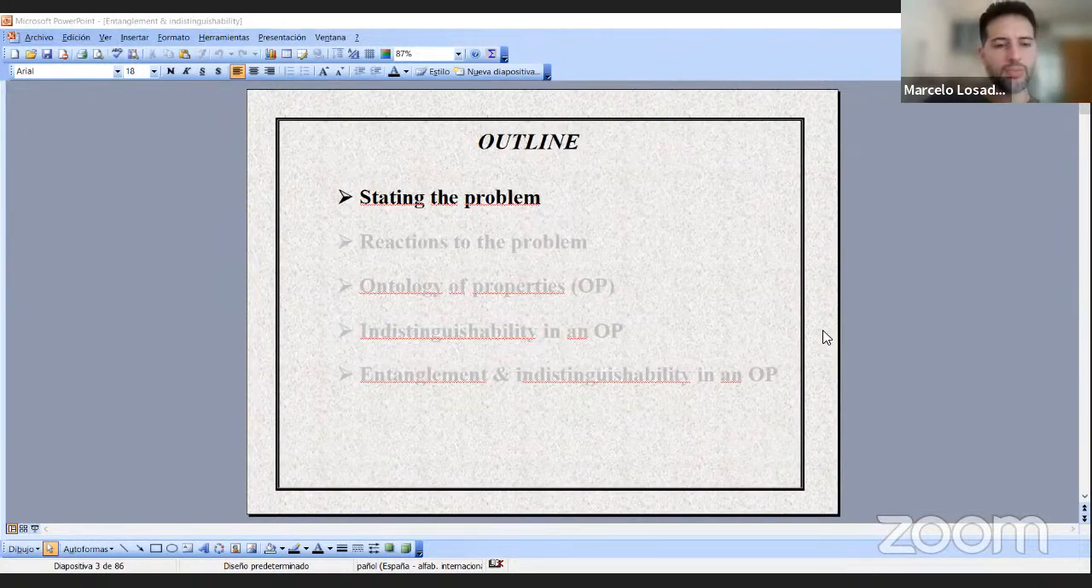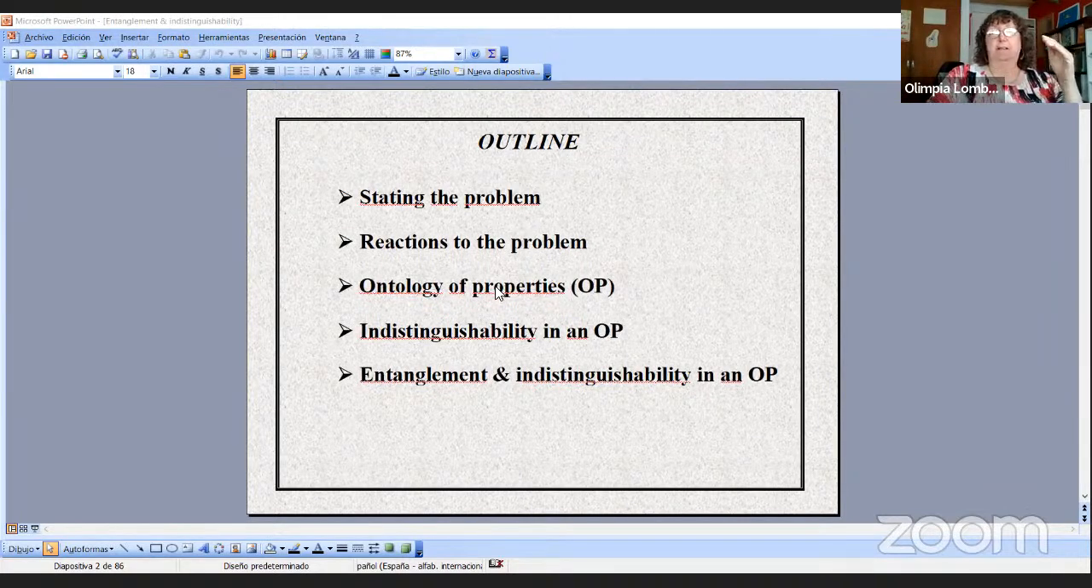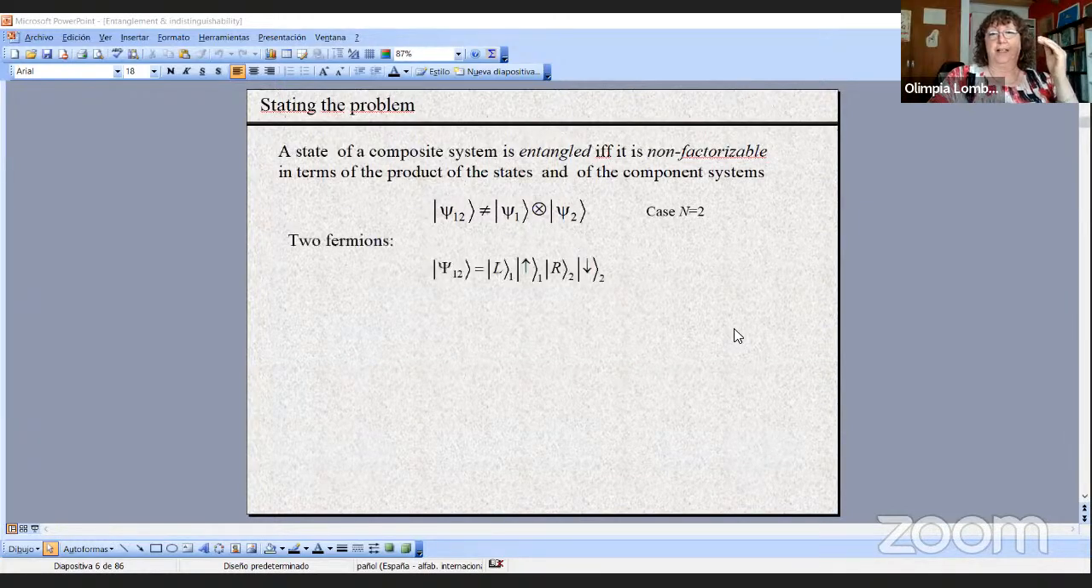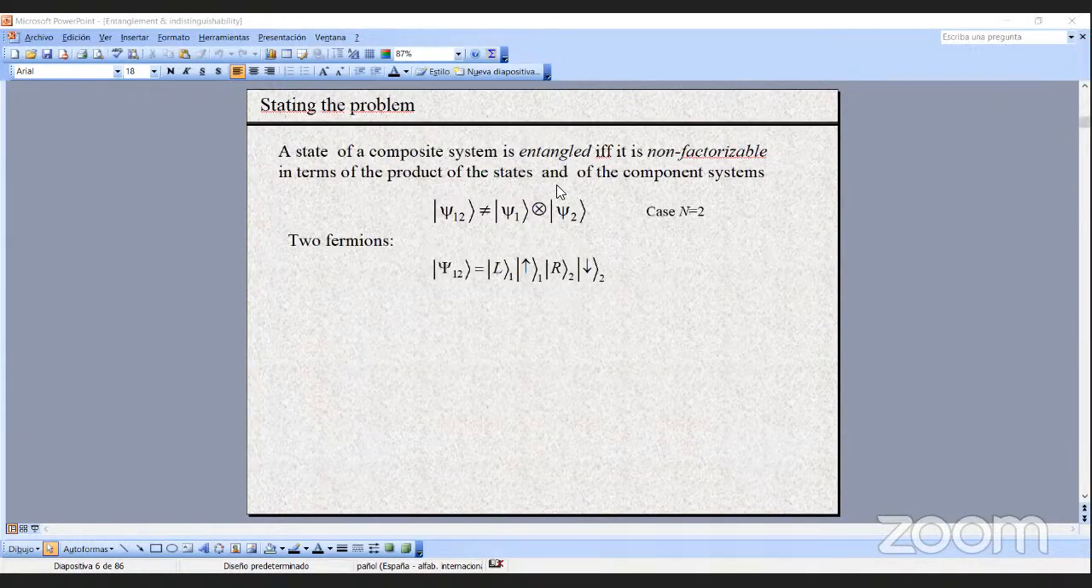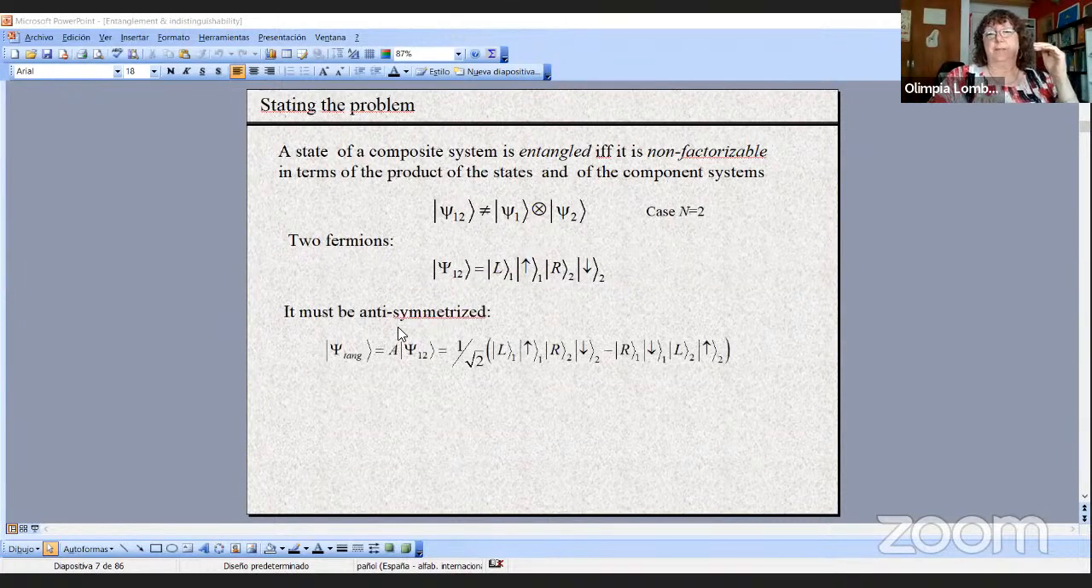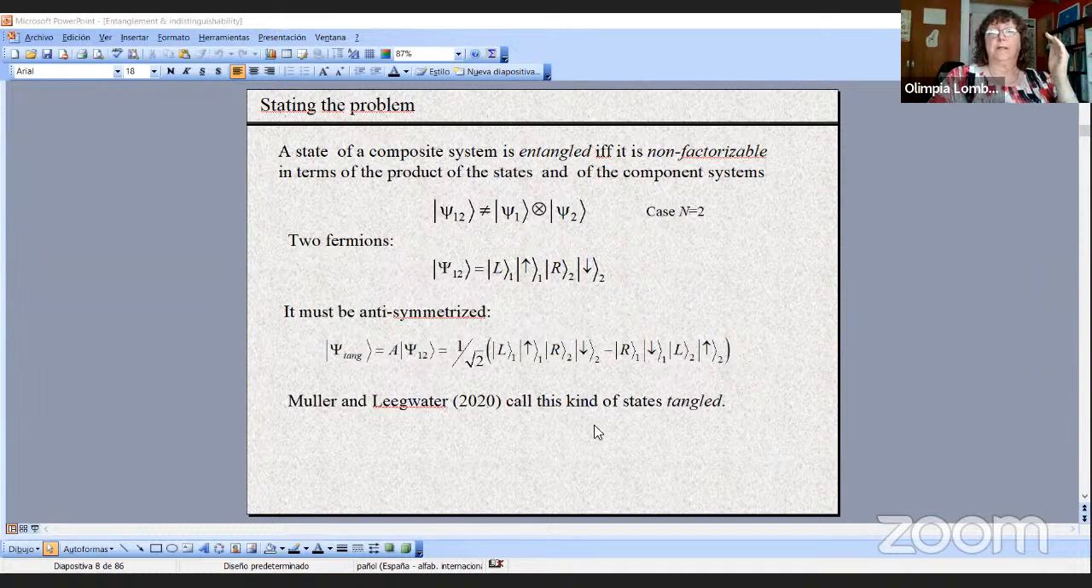Sorry. So these are the steps of the presentation. And now I begin by stating the problem, and the problem is how to define entanglement in the case of indistinguishable particles. If we have two fermions, we know that we have to antisymmetrize the state, so we obtain a state of this form, and this state is not factorizable, but now the question is, what happens with this state? In a recent paper, Muller and Littwater call this kind of states tangled.